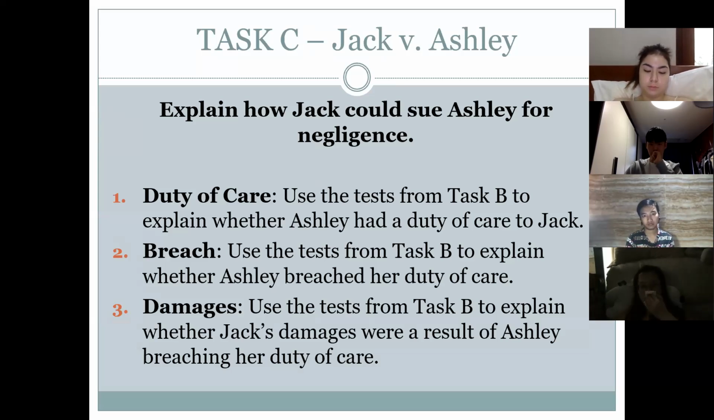B and C should be like mirrors. They should be exactly the same, except in B you talk about the law, in C you talk about the facts. That's the only difference. When I say talk about the law, I mean the rules. When I say the facts, I mean Jack and Ashley, the people.